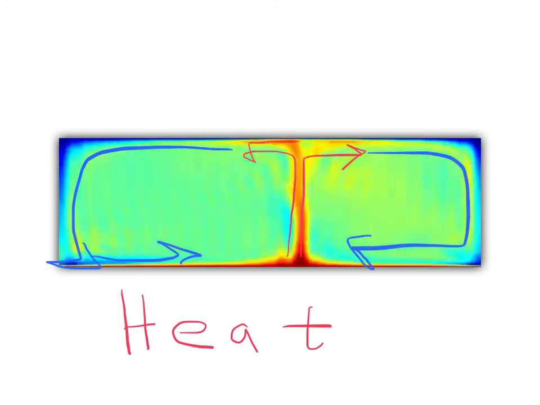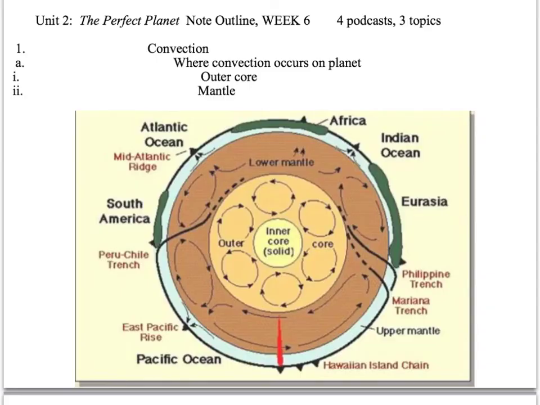All right, so where does this happen? Well, this happens on the surface of the Earth in the troposphere. This happens as well in the mantle and in the core of the Earth, where we have convection going on. So here's an example of what I'm talking about. Here's the inner core, which is solid, so you're not going to have convection going on in the inner core.